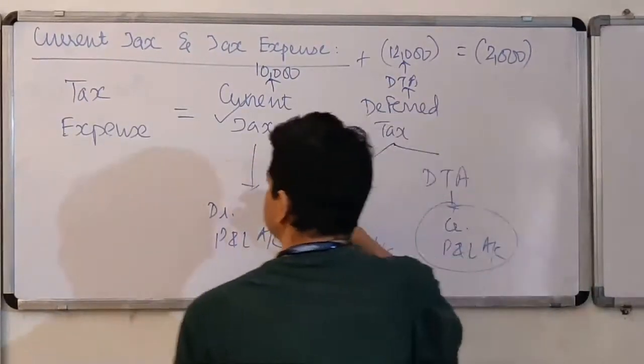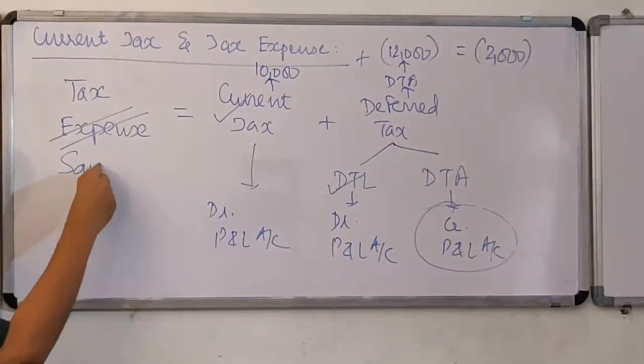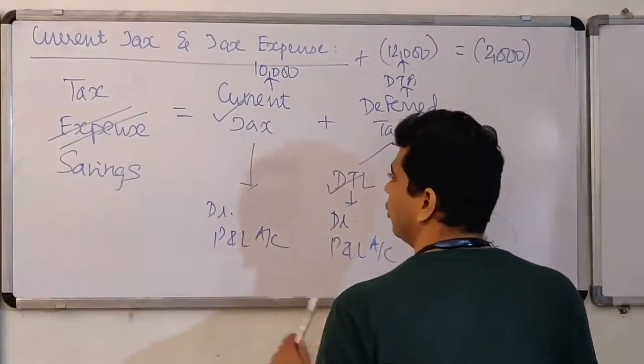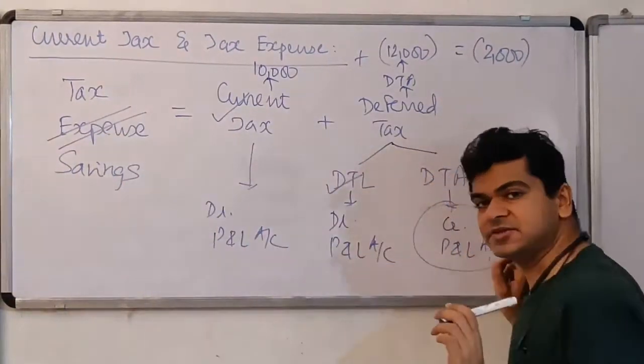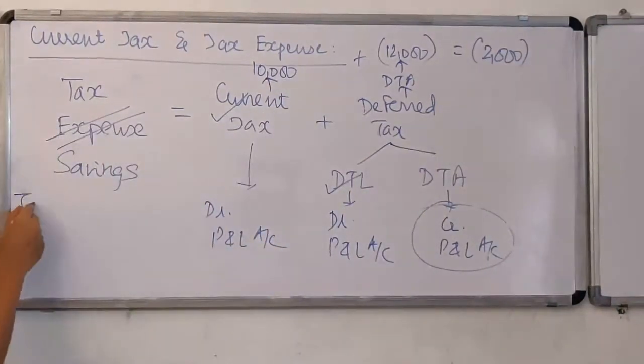If the tax expense is negative, we don't call it tax expense. We call it tax savings. So when you prepare your P&L, don't call it tax expense. Say it as tax savings and then make it positive.